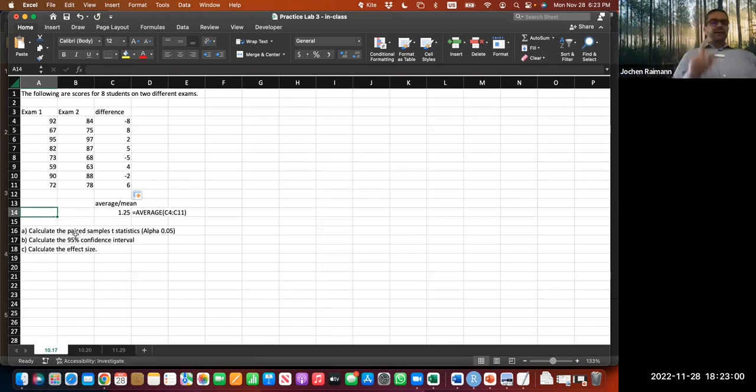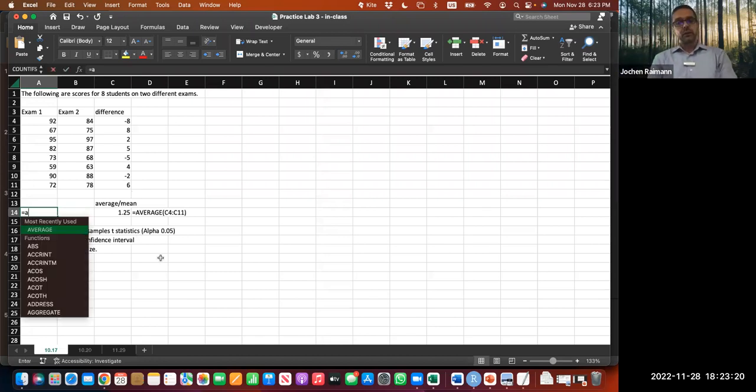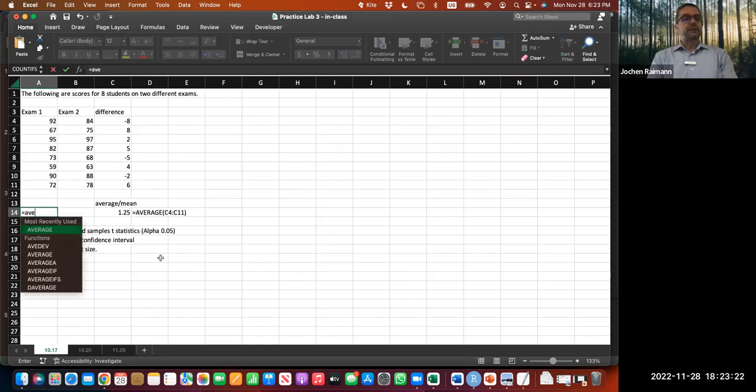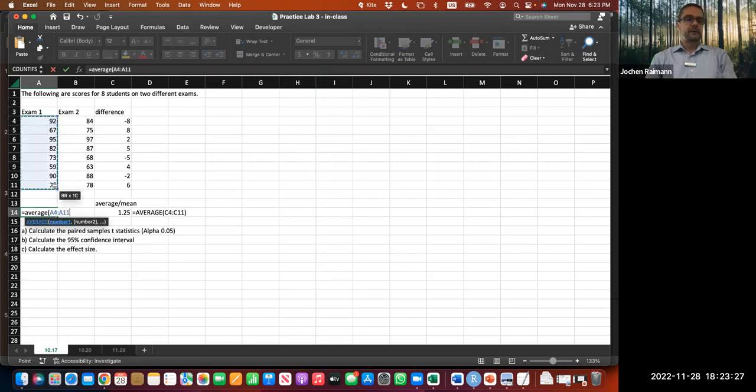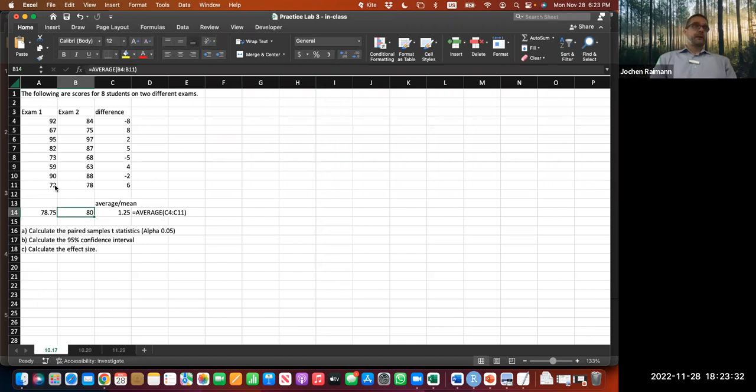Okay, one thing I want to flag at this point: if you calculate an average of a difference, it may sound absolutely stupid of me to say that, but I just want to emphasize it. If you calculate the average of all these differences, this mean difference needs to be consistent with building the average of exam 1 and exam 2. This difference is the same.